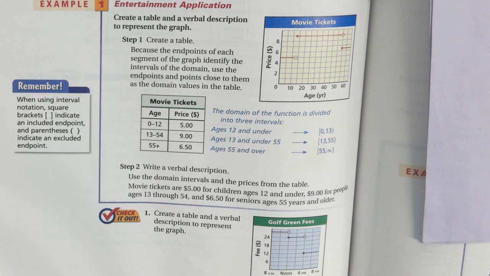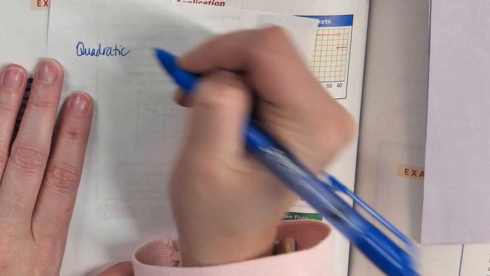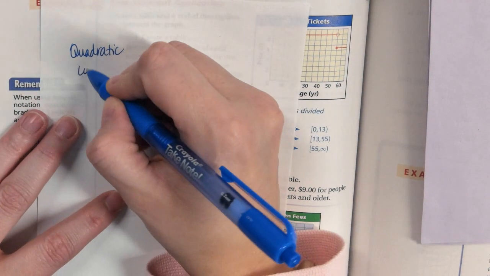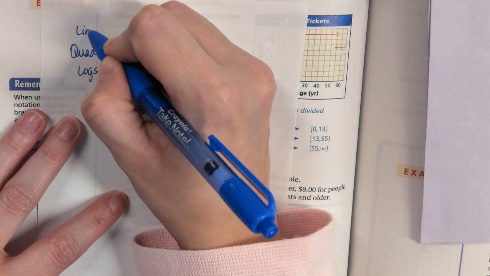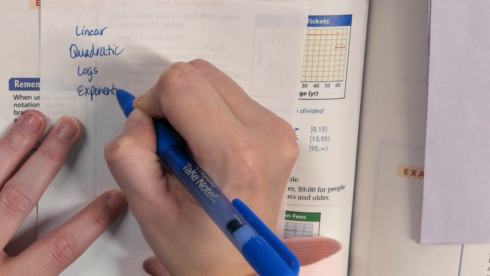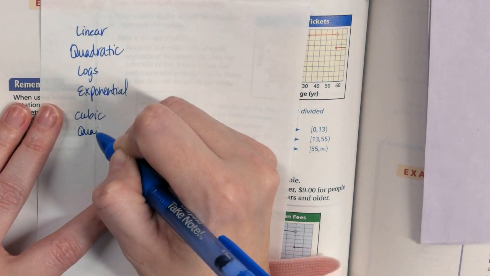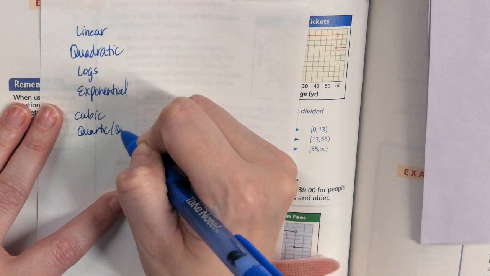Yeah, quadratics, yes, that was a big one. So we've talked about quadratics. What else? Yeah, we've done logs, we've done linear, exponential, those are the most recent ones. What else? Quartic, a little bit of quintic, yeah.